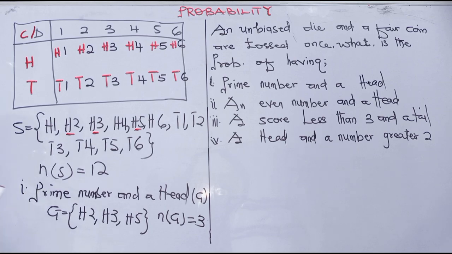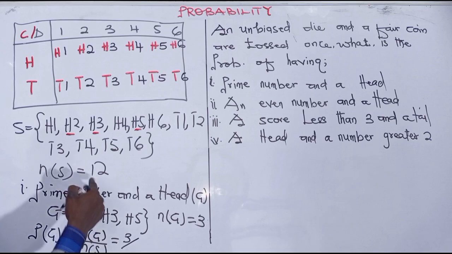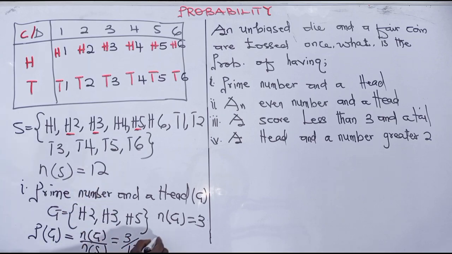Then we can proceed to find the probability of obtaining a prime number and then a head. So probability of obtaining a prime number and then a head is number of outcomes in that event all over the number of outcomes in the sample space. So we have 3 all over what? 12. We can break it down, right? 3 into 12, we have 1 all over 4. Very, very easy and then simple.